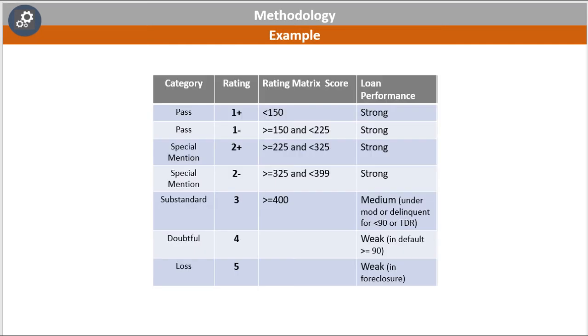In this example, rating matrix and loan performance are used to create 7 categories. Pass and special mention are subdivided into 2. And 1 is pass with 1 plus and 1 minus as subcategories. 2 is special mention with 2 plus and 2 minus as subcategories. 3 is substandard, 4 is doubtful, and 5 is loss. The matrix determines ratings from 1 to 3, and negative loan performance affects ratings from 3 to 5.